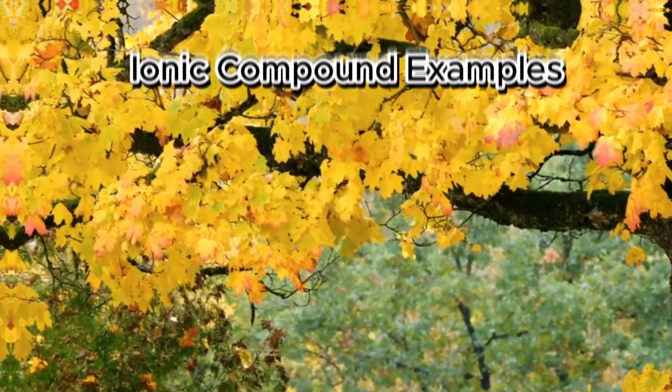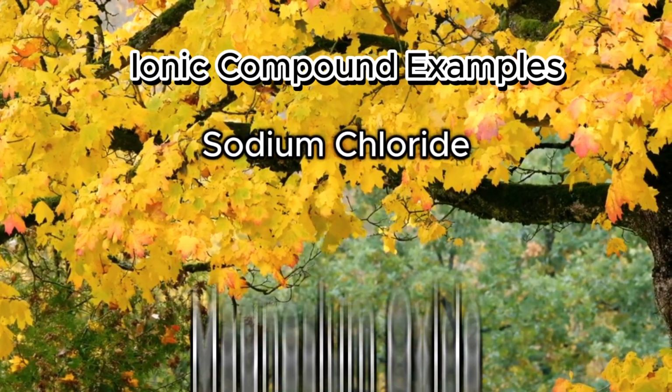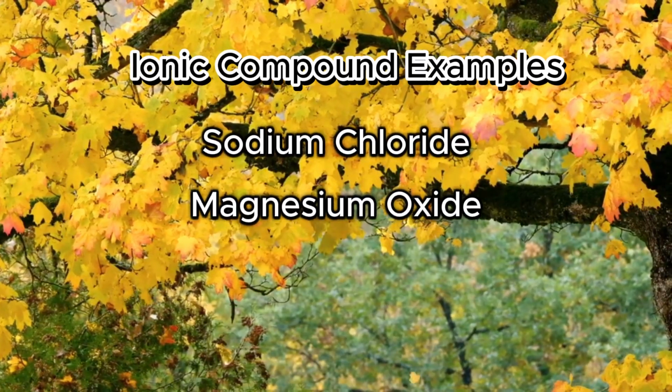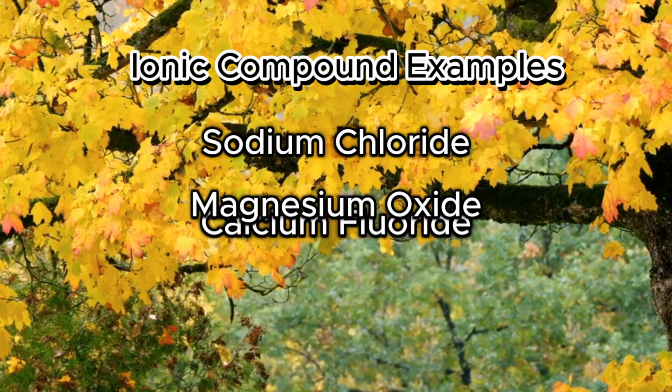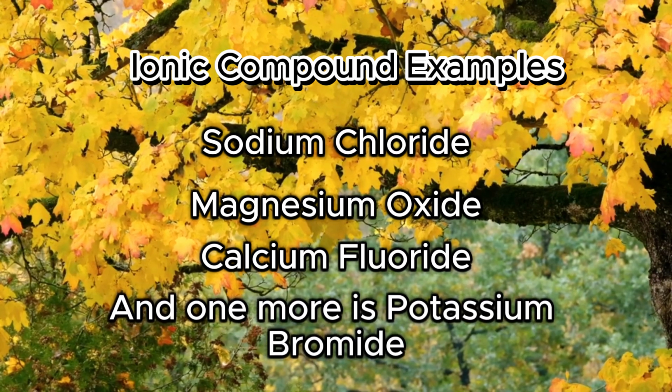Ionic compound examples: sodium chloride, magnesium oxide, calcium fluoride, and one more is potassium bromide.